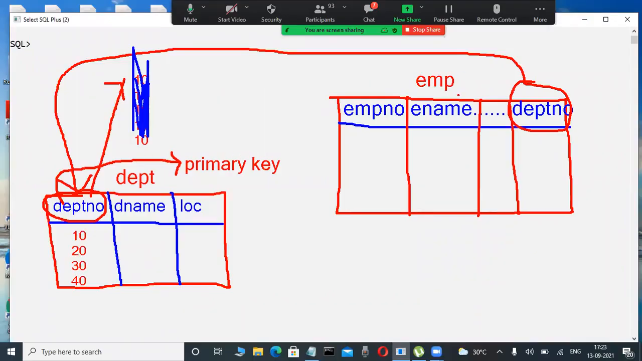But unfortunately, in the EMP table, anybody observing, I will show you. Now here in department number, duplicate data is there: 10, again 20, again 30, again 10 is there. Again 20 is there, again 20 is there, again 30 is there, again 30 is there. That's why duplicate data is there.